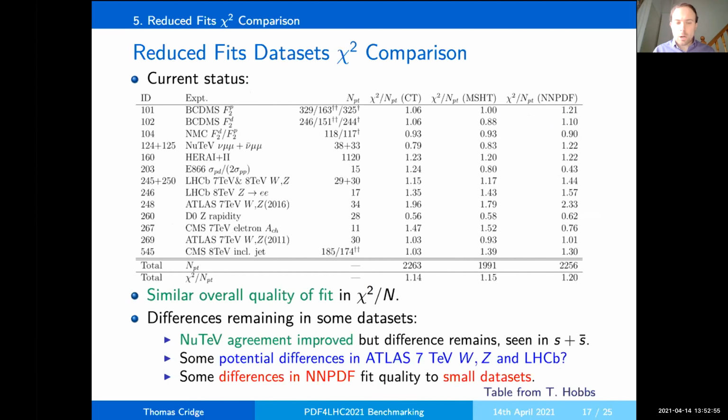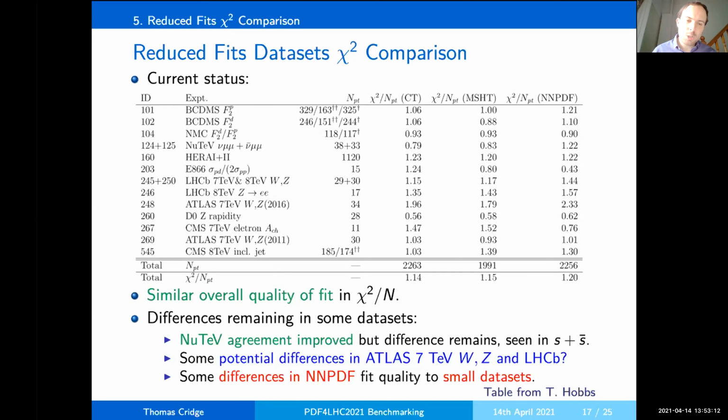But overall, if you go to the bottom of the table here, you can see there's a similar overall fit quality in chi-squared over N for the reduced fits of the three groups: CT obtaining 1.14, MSHT 1.15, and then NNPDF 1.2. So you're getting very similar behavior.